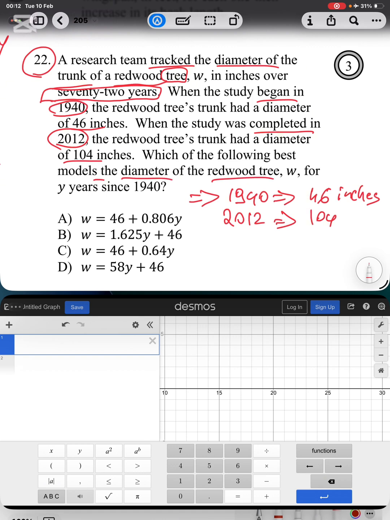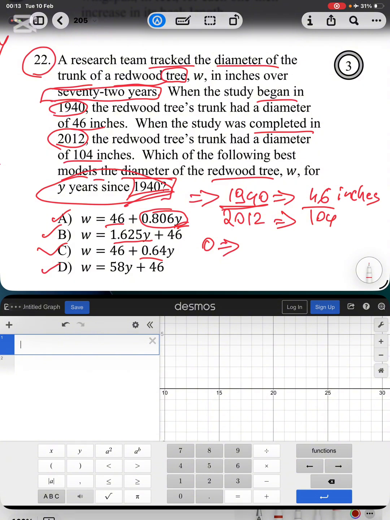Which of the following is the best interpretation of the diameter of the redwood tree? It was in y years. Okay, the starting point should be 1940, right? In this case, instead of y, we have to insert just simply 0, because we're given the starting point in 1940, right? So when you insert 0 into the given expressions, it should be 46. As you can see, when you insert 0 here, it turns to 46, so we may select A choice. Also here, we may select B choice, C, and D choices can be accepted. All four answers can be accepted.